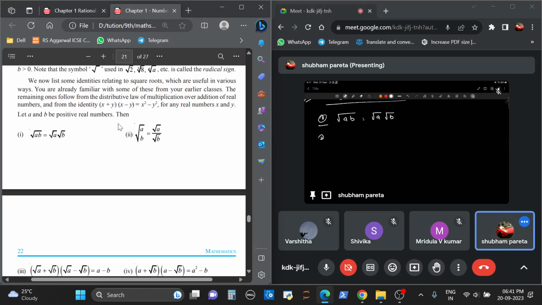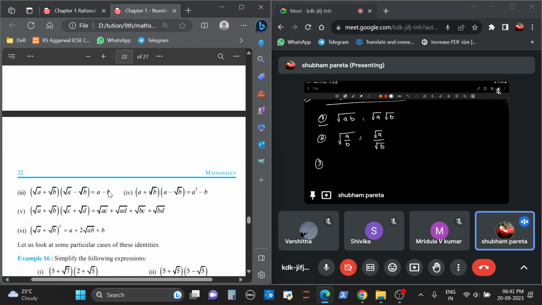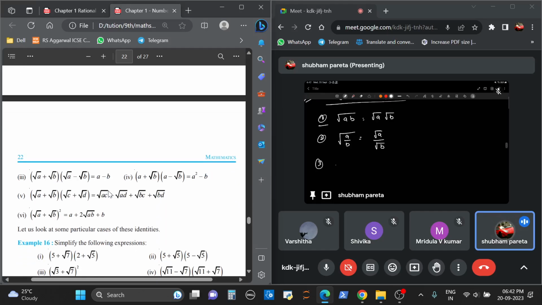Secondly, the second property is basically, for example, if I am writing under root a upon under root b, then indirectly I am writing under root a upon under root b, which can be easily written like this. The third thing which I am writing over here is under root a plus under root b into under root a minus under root b. So this is a plus b into a minus b, which is nothing but a square minus b square. So this is the property.